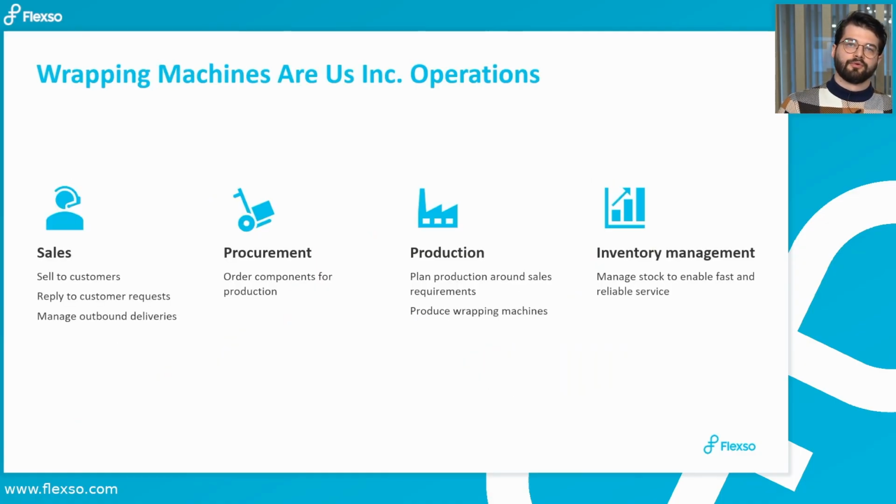Our day-to-day operations consist of sales, procurement, production, and inventory management, where we go from selling to customers, replying to their requests, and managing their deliveries, to procuring the components for our production, also planning the production based on their sales requirements and producing the actual item, and also managing our stock so we can have a fast and reliable service.